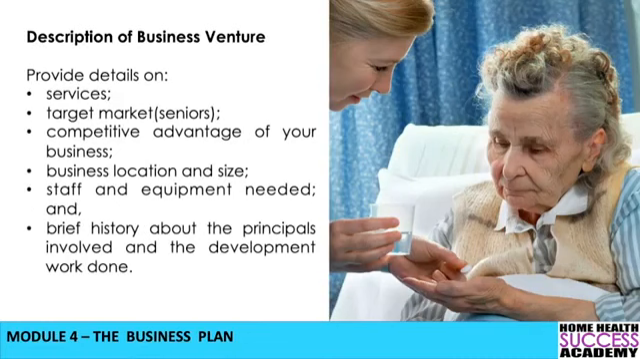Next, the description of the business venture. Provide details on services and target market, like the seniors. You can even say, hey, we also provide services for disabled people or disabled veterans. You need to talk about the competitive advantage of your business. Why is your business going to be competitive? Meaning, are you doing something that's different? And then also talk about your business location, the size, staff and equipment needed, and also a quick brief history about the principals involved and the development work that was done.